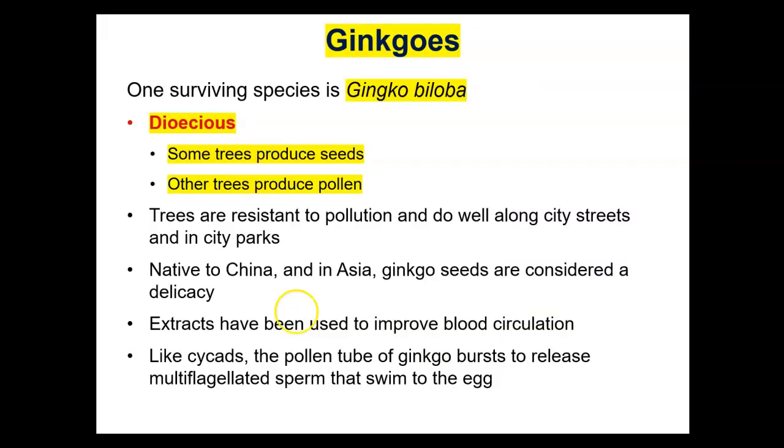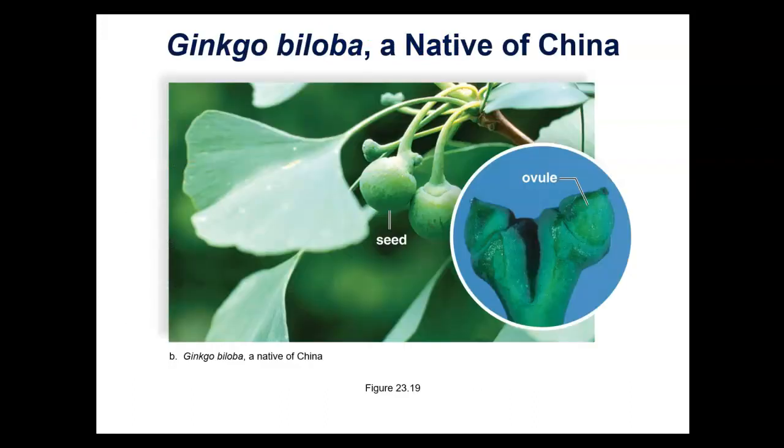Okay, then we have ginkgos, of which there's only one surviving species on the earth today, called the ginkgo biloba. It is dioecious. Some trees produce seeds and other trees produce pollen. So that would be the same as the cycads. This is a picture of ginkgo biloba. You can see the leaves and you can see the seeds.